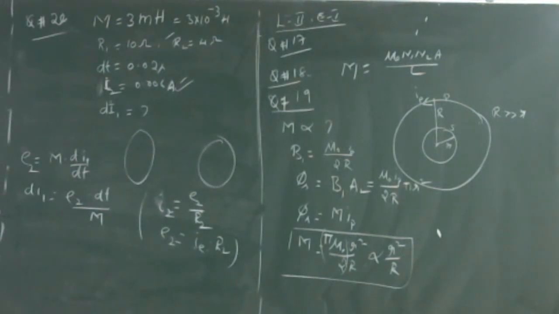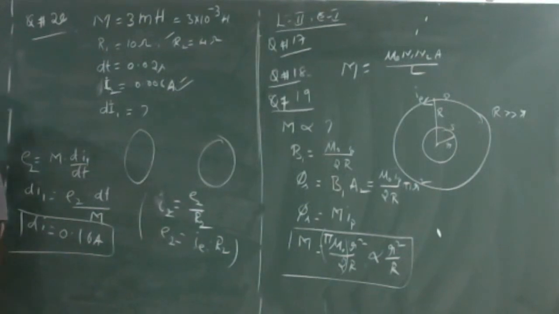Finished? What is the answer? 0.16 ampere. So it is equal to 0.16 ampere, the changing current in the primary. Now let us see briefly what that is.